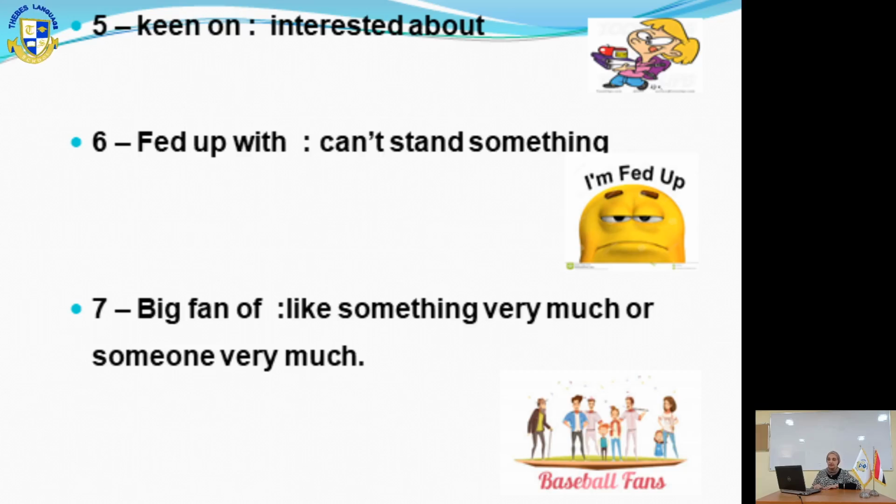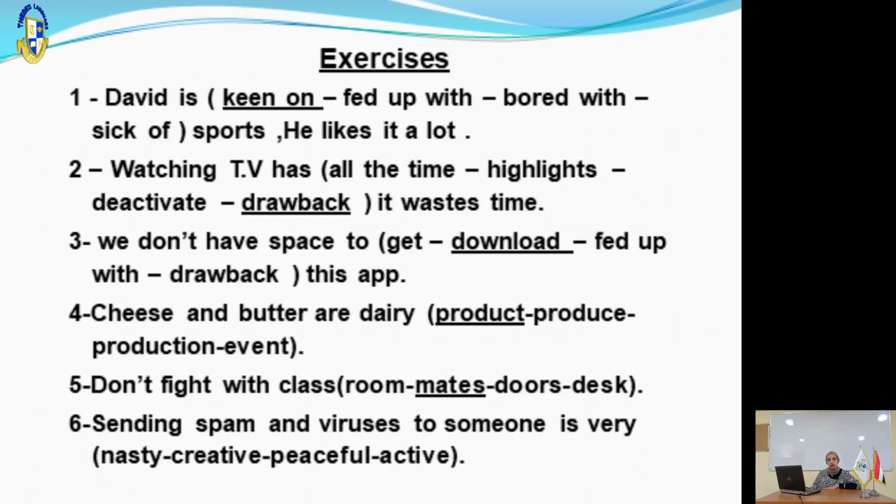And for number 7, we have big fan of. It means that you like something or someone very much. For example, lots of Egyptians are big fans of Al-Ahli or Zamalek, any one of them. But don't fight, please. Now, we are going to have some exercises to make sure that you understood all the vocabulary. In slide 9.